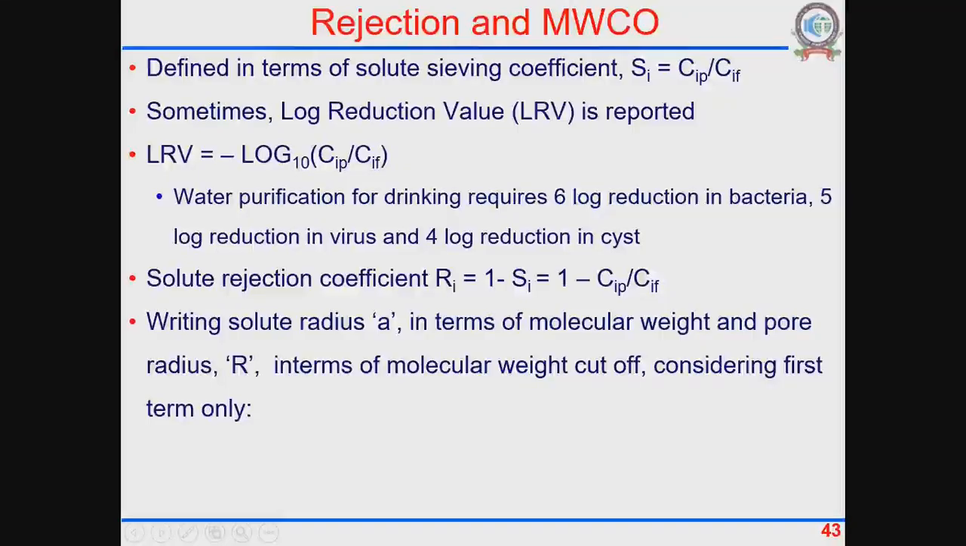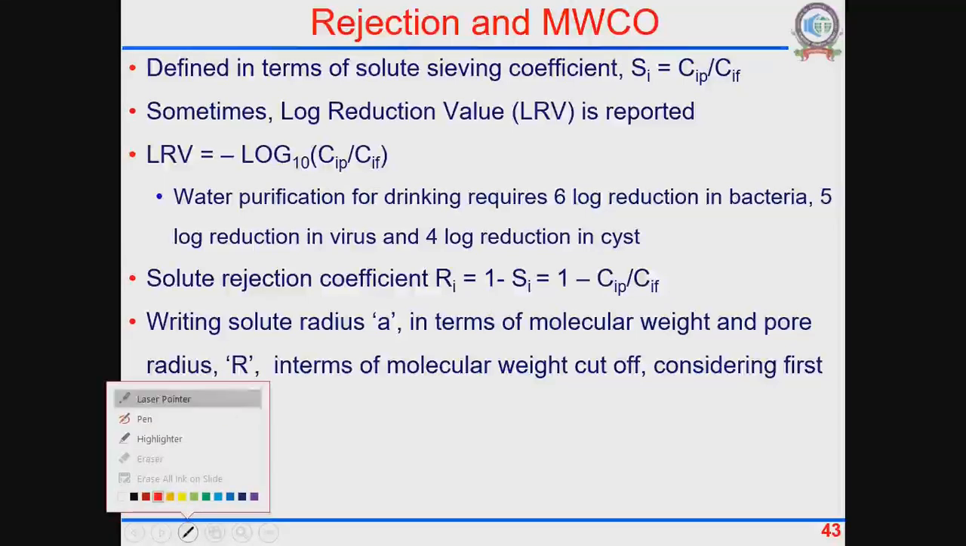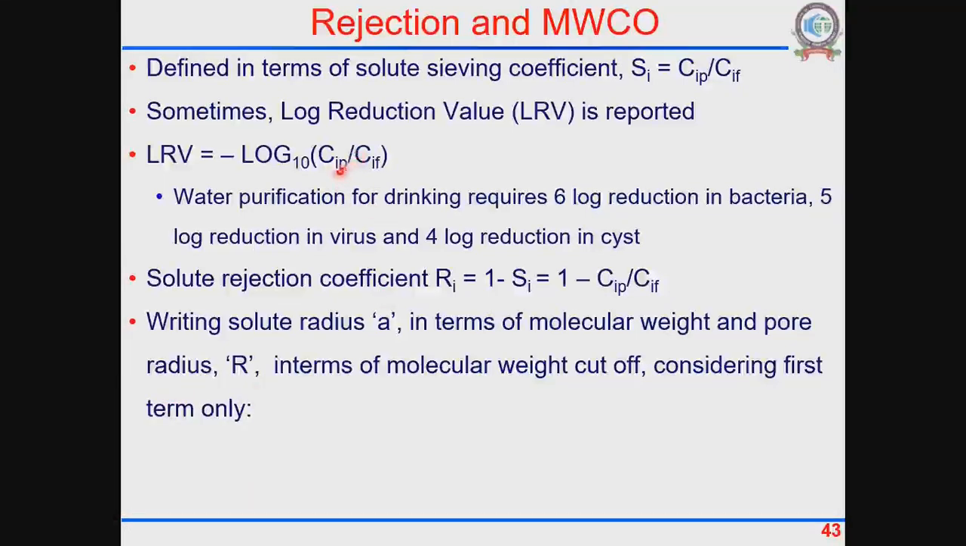So let's continue. If we talk about 99% reduction, then this CIP divided by CIF would be 0.01 and minus log to the base 10 would become 2. So that's 2 log reduction. So 2 log reduction would mean 99%. If we have 99.99% reduction, this CIP divided by CIF would be 0.0001 and minus log to the base 10 would become 4 log reduction. So 4 log reduction would mean 99.99% removal. So you can see the rejection coefficient and the sieving coefficient, they are related.